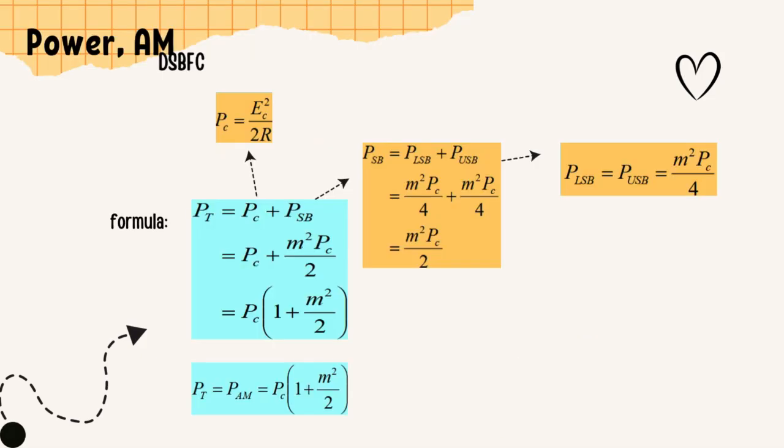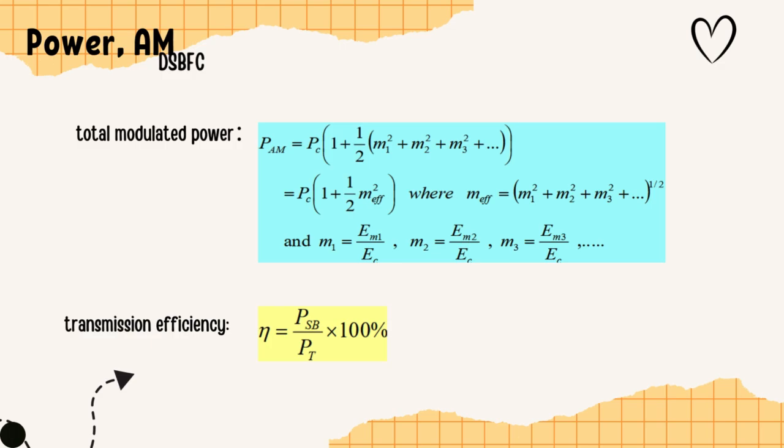The total power in a DSB-FC signal is the sum of carrier power Pc and the sideband power Psb. Here is the formula, where R is the load resistance. From that, we can get the total modulated power. From the total modulated power, we can calculate the transmission efficiency. The efficiency is the ratio of sideband power to the total power. This shows that the efficiency increases with m, but over-modulation reduces signal quality.